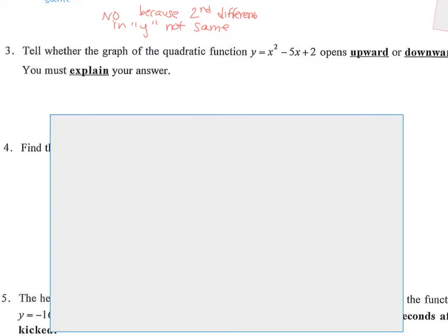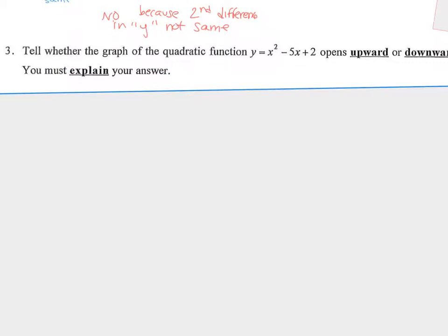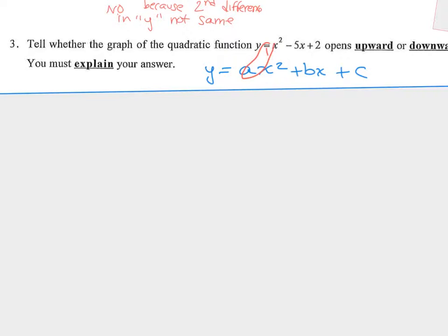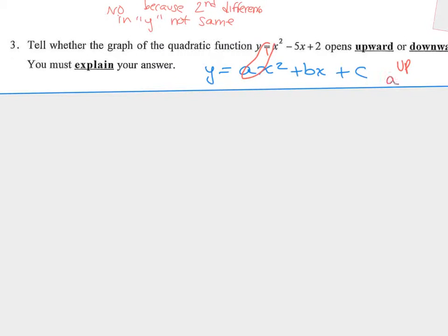Number 3 is asking you to tell whether the graph opens up or down. What part of the quadratic function tells me that I open up or down? The A, right? In this case, if I look at my y equals ax squared plus bx plus c, I know that A is positive 1. So therefore, I open upward. Because A is positive. Yes, A is greater than 0, or A is positive.